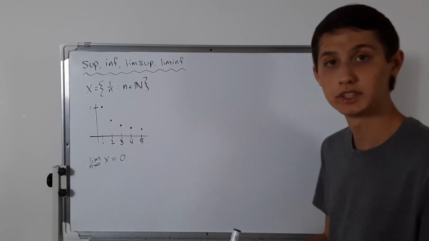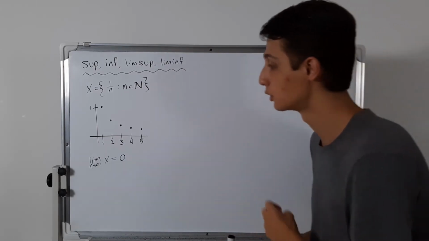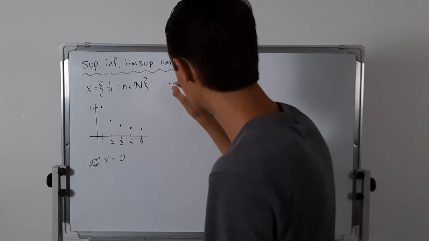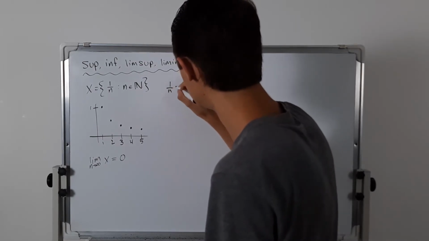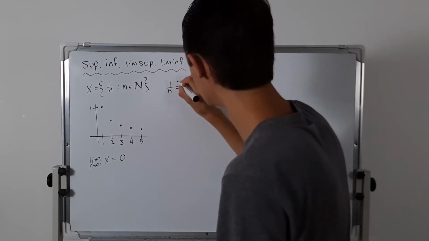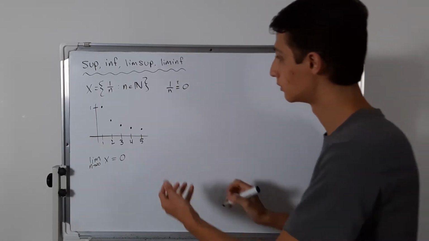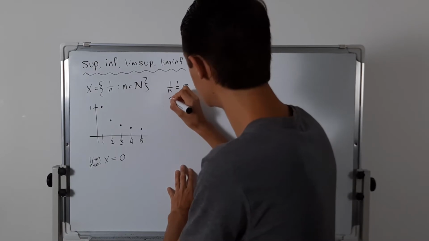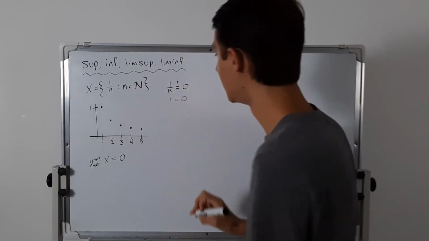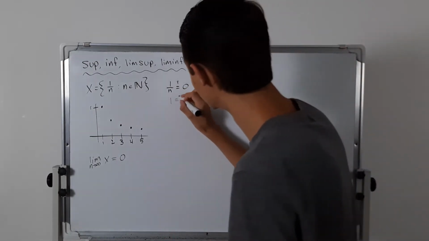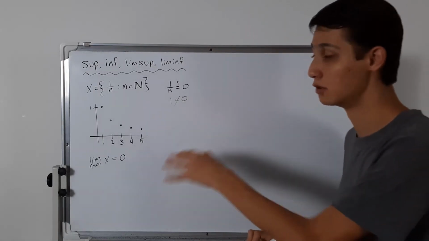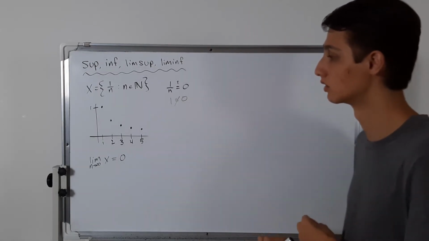Now, is it going to reach 0? No. And I'll show you why. If we take 1 over n, is this equal to 0 at any point? I'm going to put a question mark there because that's what we're trying to find. Well, if we multiply both sides by n, we get that 1 equals 0. And this is certainly not true, so there is no point where this is actually equal to 0.